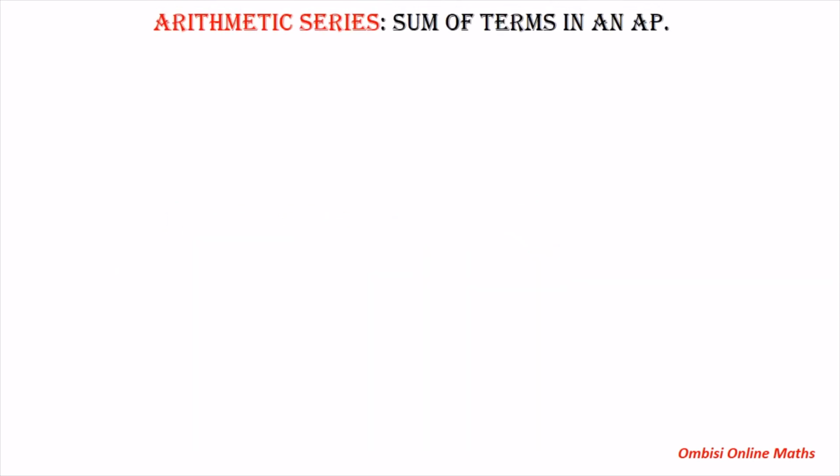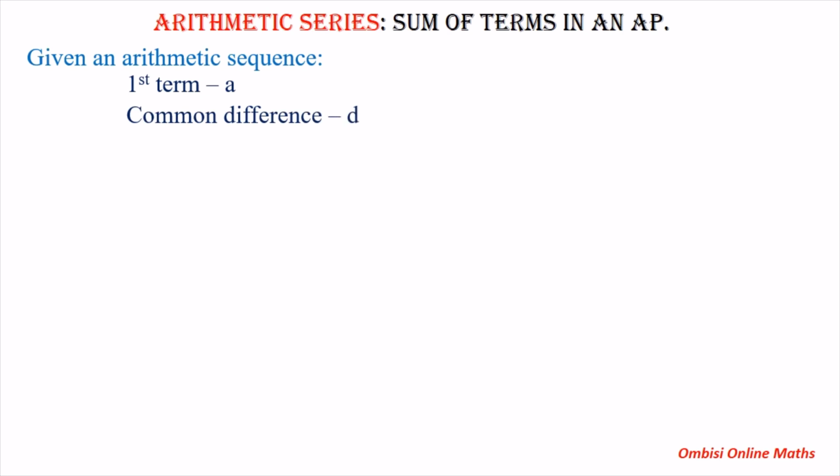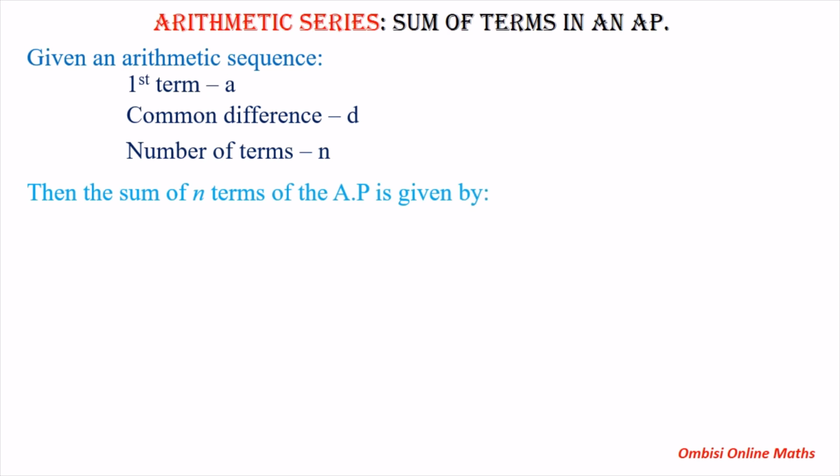Now, given an arithmetic sequence where the first term is a, and remember, an arithmetic sequence is defined by the common difference, and the common difference is d, then the number of terms is given as n. Then the sum of n terms in that AP, or arithmetic sequence, is given by S_n = n/2 (2a + (n - 1)d). So that is the formula we are going to use to find the sum of terms in an arithmetic progression.